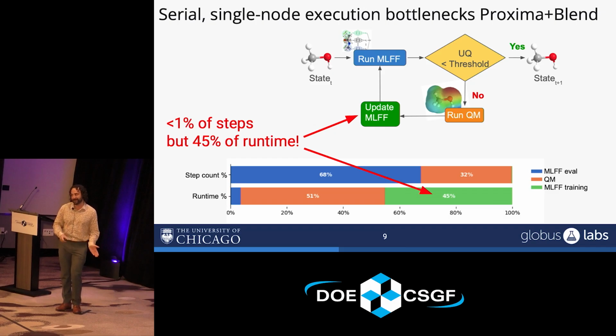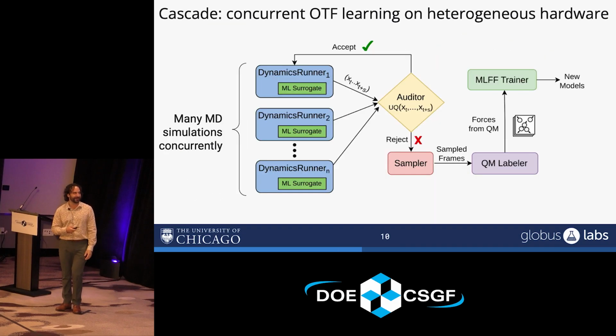So that points to a better architecture for doing this, a more HPC-oriented architecture. This is something I'm working on now, calling it Cascade, and it's basically just a distributed implementation of what I've already outlined.